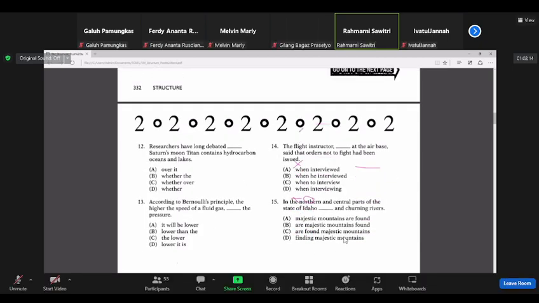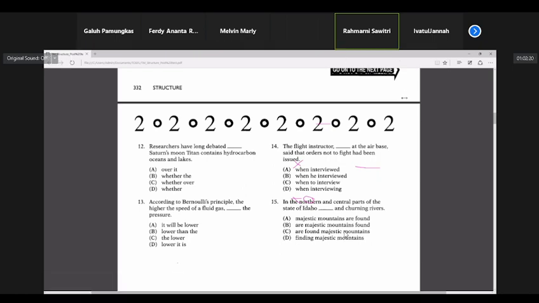Now let's see 12 to 15. For number 12, we have Sahran Sahizidan. Yes, Miss. 12 D, Miss. D. Researchers have long debated whether certain moon titans contains hydrocarbon, oceans, and lakes. Okay, we have D, yes.